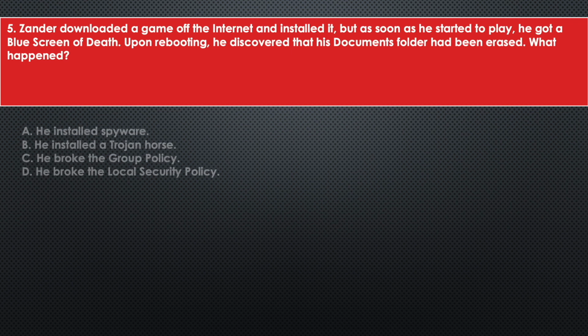forwarding. 5. Xander downloaded a game off the internet and installed it, but as soon as he started to play, he got a blue screen of death. Upon rebooting, he discovered that his documents folder had been erased. What happened? A. He installed spyware. B. He installed a Trojan horse. C. He broke the group policy. D. He broke the local security policy. Answers. B. Xander clearly installed a Trojan horse, a virus masquerading as a game.